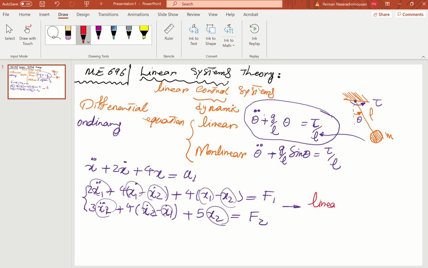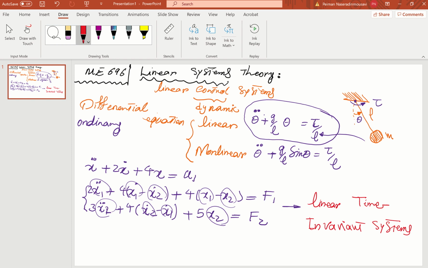Linear time invariant systems. Time invariant systems means that the coefficients are not functions of the time. So, and this is a linear differential equation.